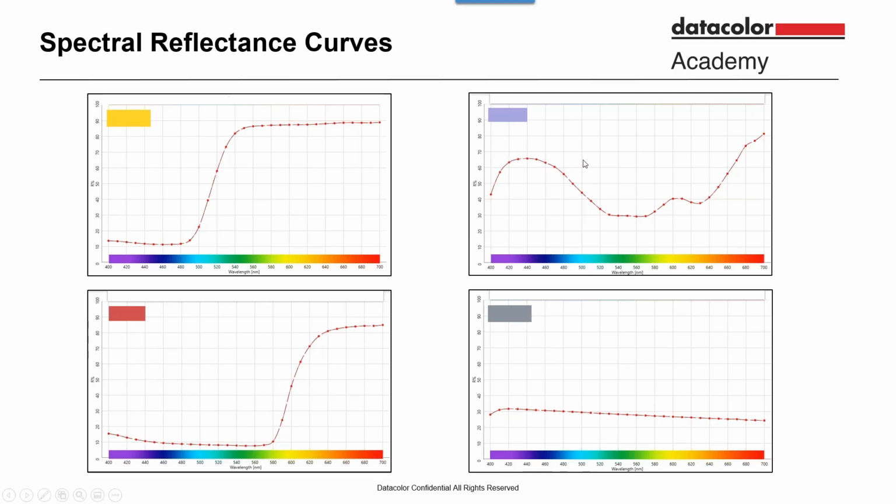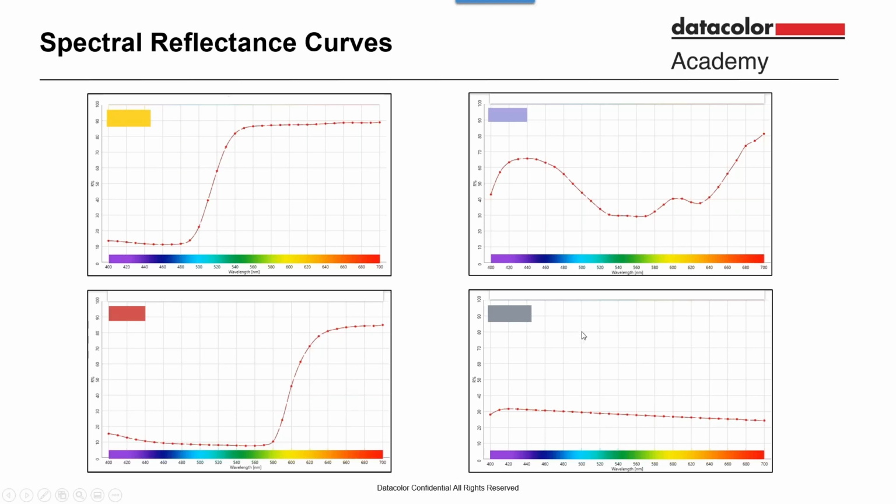Over here, there's a violet or a purple, and you can see in this one that we're reflecting back violet light and some red light, but we're absorbing green. Here's another red, again absorbing blue and green energy and reflecting back red.